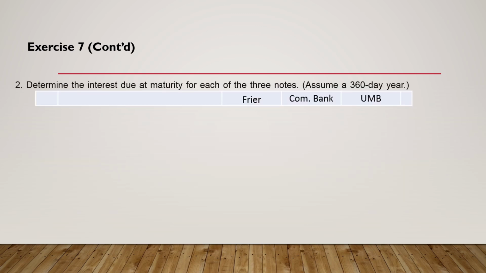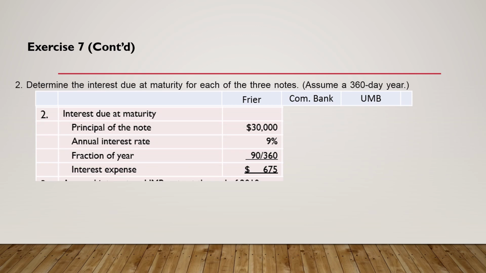Moving to requirement number 2: determine the interest due at maturity for each of the 3 notes. Assume a 360-day period. Okay, starting with the first note, the principal of the note was $30,000. The annual interest rate is 9%, and its duration was 90 days. So the fraction of the year will be 90 over 360 days of the year, as it said to assume that there are 360 days in the year. So the interest expense will be $675.